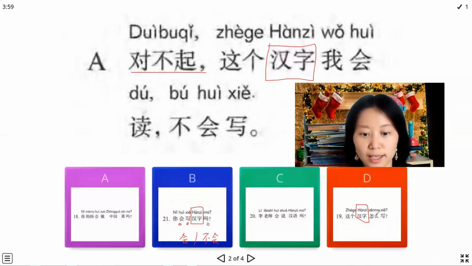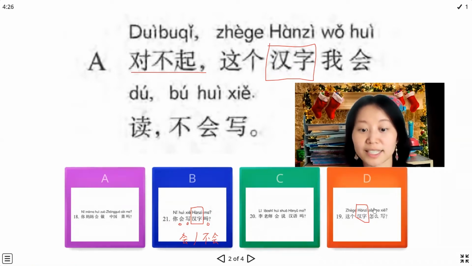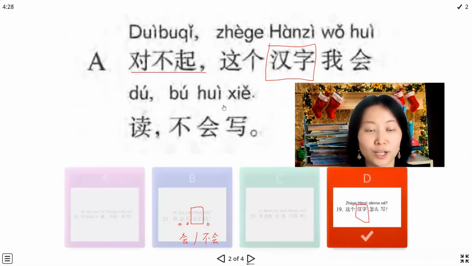This dialogue is 这个汉字怎么写, how to write this Chinese character, the question. And the answer is 对不起, sorry. 这个汉字我会读, this Chinese character I can read, 不会写, cannot write. This is the correct answer, D. Okay, the next one.